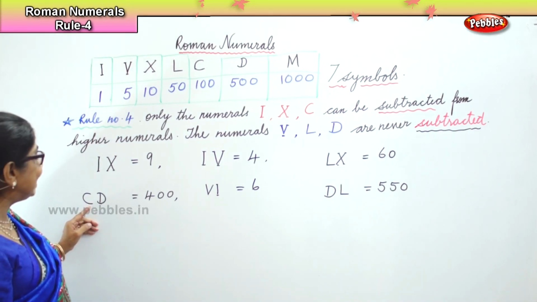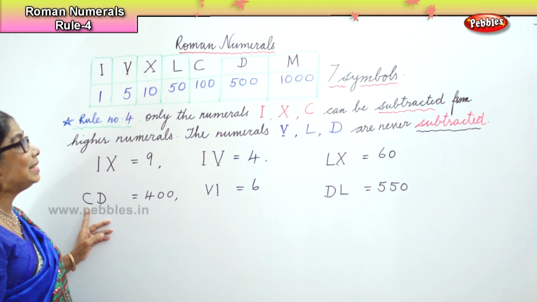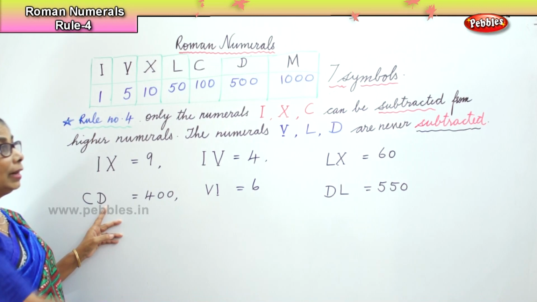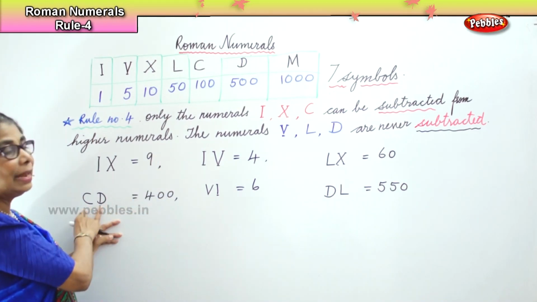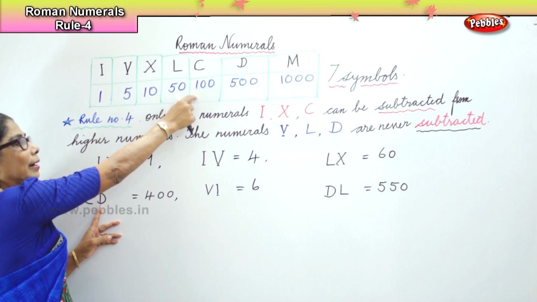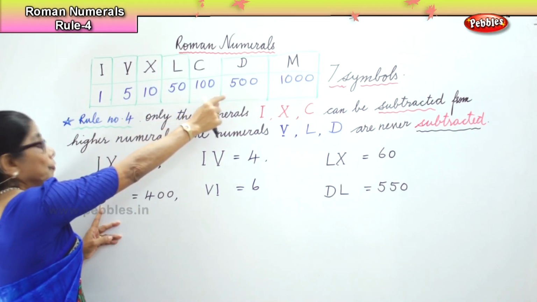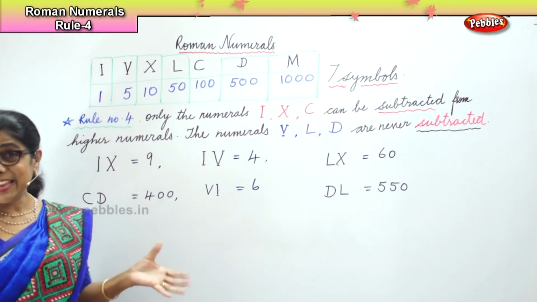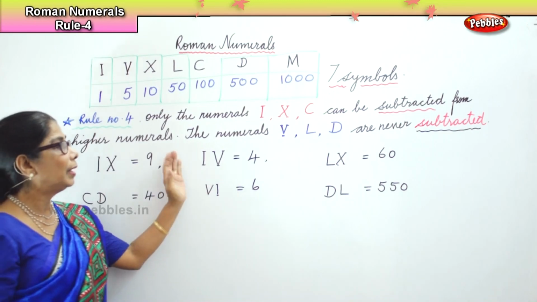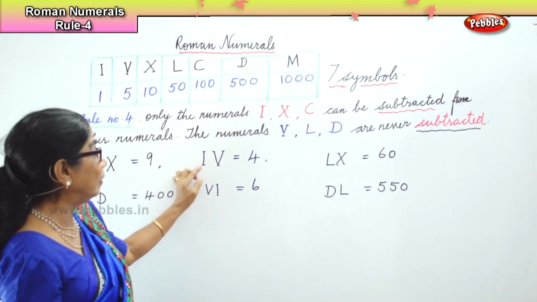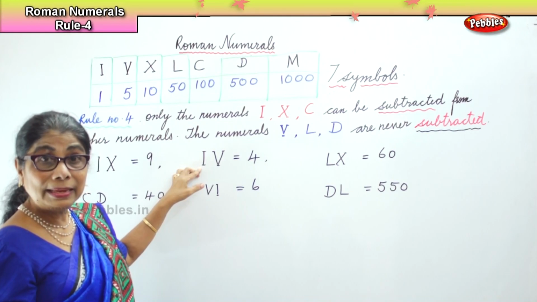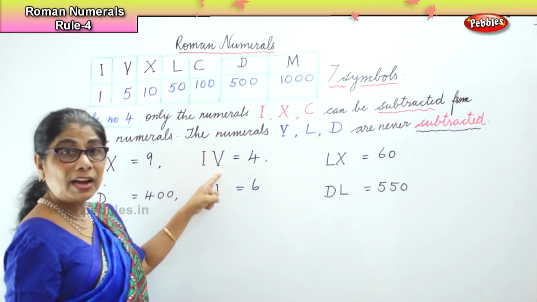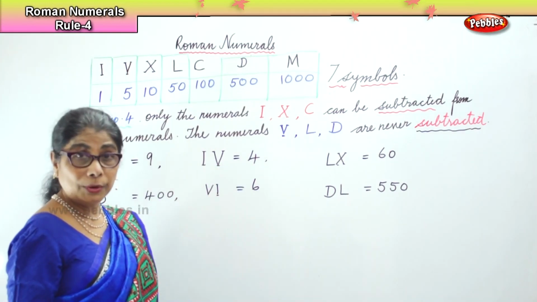Now, you have C here and D here. C is 100 and D is 500. C can be subtracted, so from 500, take away 100, you call this CD in Roman numerals 400. Let's look at 1 and 5. The Roman numeral 1 can be subtracted from the higher numeral 5. We call this 4 in Roman numerals.